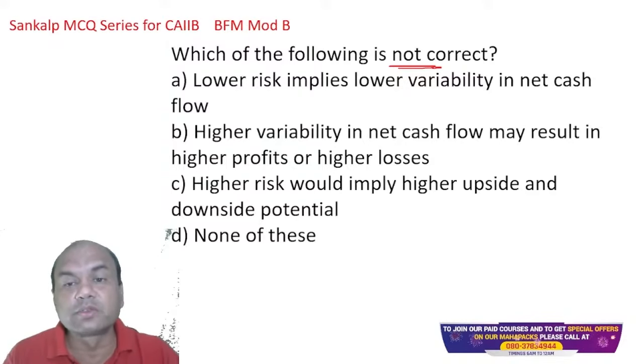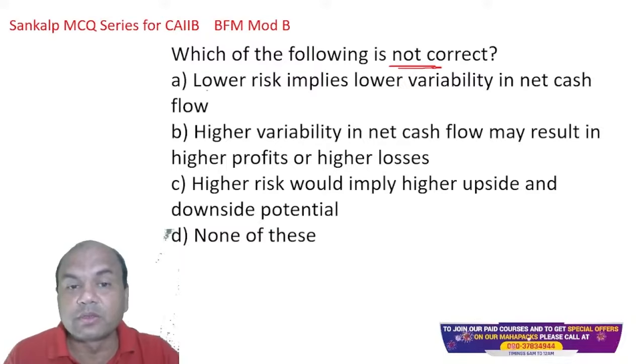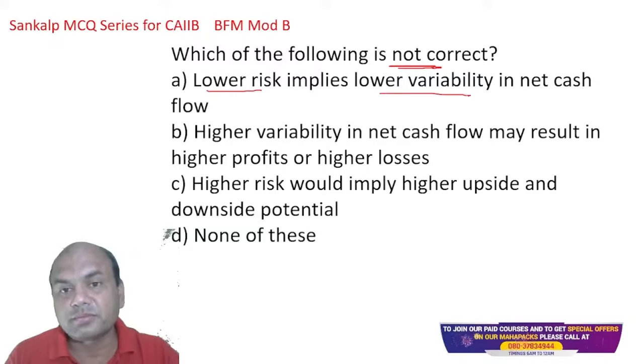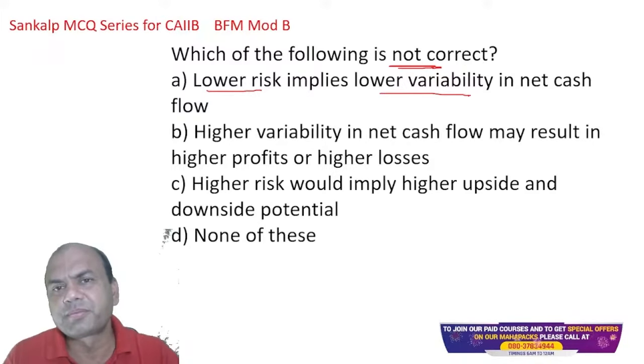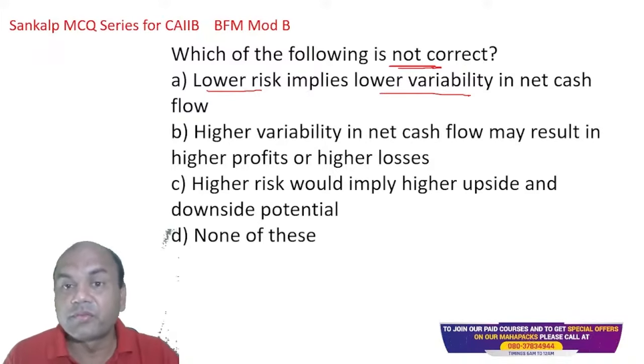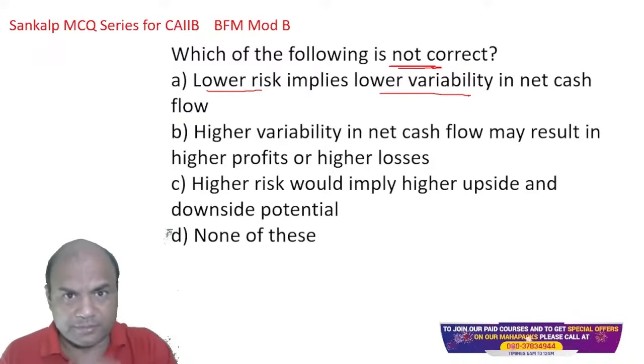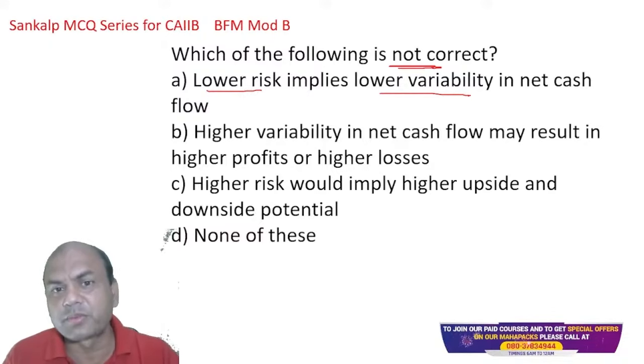Lower risk implies lower variability in net cash flows. So lower risk means lower variability. What do you mean by this term? Lower risk, lower variability. Is it true? We want not correct. Okay, let me get the answer from you. Then I'll explain.